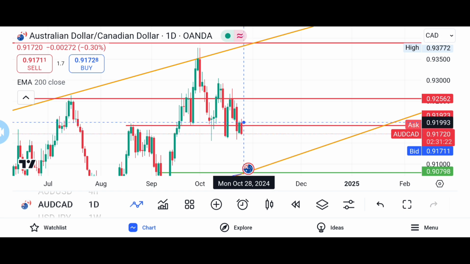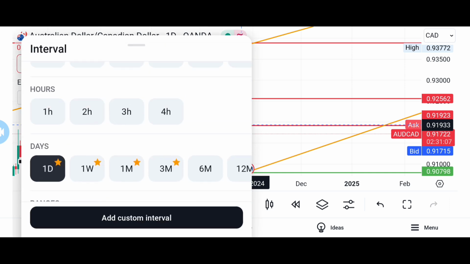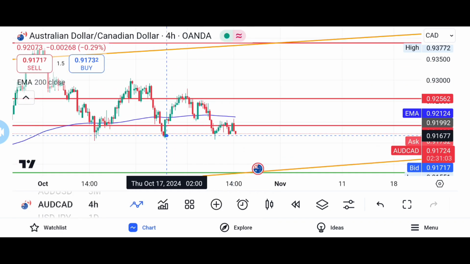So where do we enter? I repeat, we are looking for sell opportunity. Where do we enter this market to sell? That will be next week. So let's go to the 4-hour time frame.